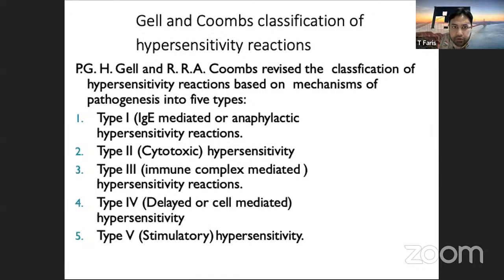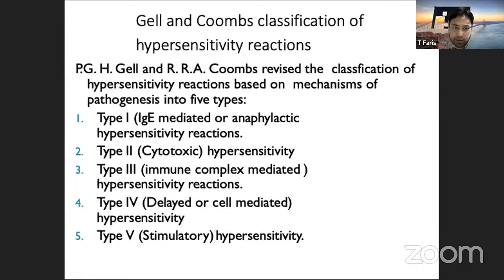Next, the Gell and Coombs classification of hypersensitivity reactions. These are the two scientists that revised the classification. They are both immunologists that tried to understand the pathophysiology of the immunological responses that include this hypersensitivity. Some books mention 4 types, but based on Gell and Coombs, they came out with 5 different types of hypersensitivity. Type 1 is the IgE mediated or anaphylactic type of hypersensitivity.